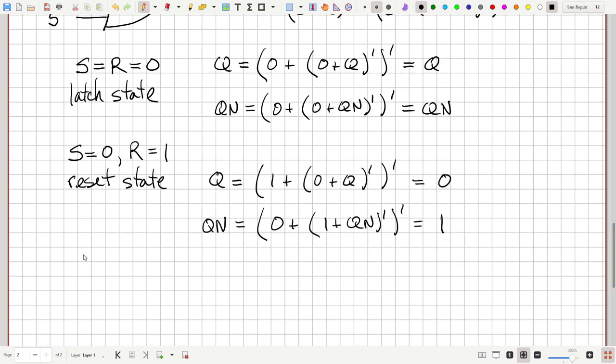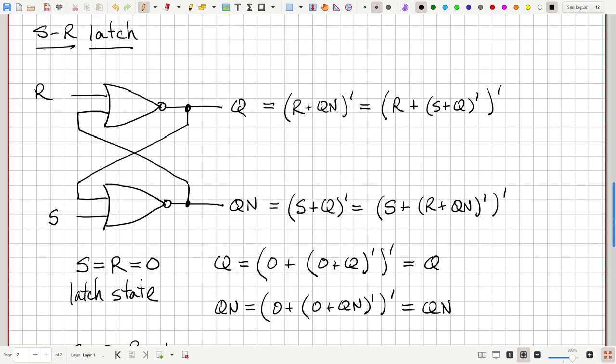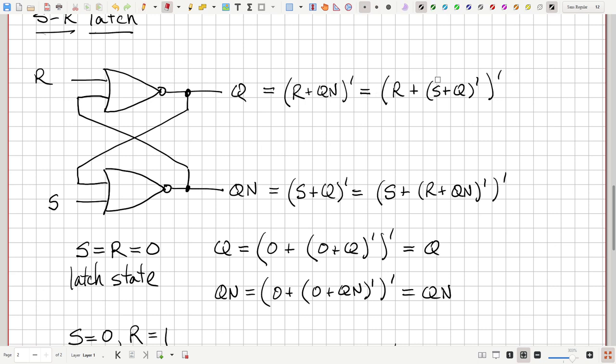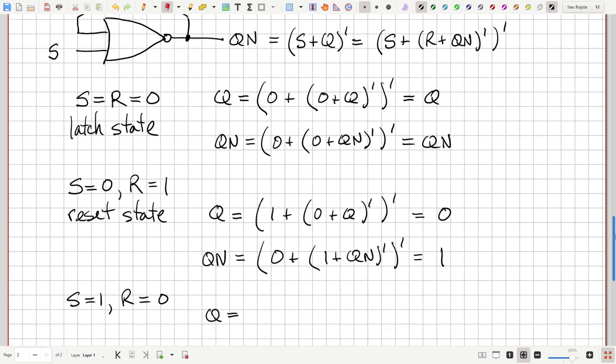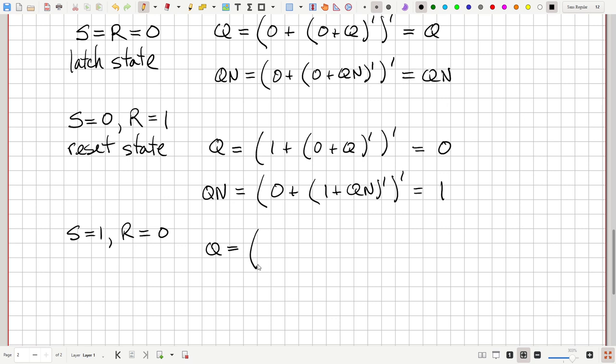So now let's consider what happens if S is equal to 1 and R is equal to 0. So we're going to have Q, and the Q function is negation of R or the negation of S or Q. So this is going to be negation of, now R is 0 or S is 1 or Q. Okay, negate that and then negate the final OR operation. So 1 or Q is always 1 and negate that you get a 0. 0 or 0 is always 0. Negate that you get 1.